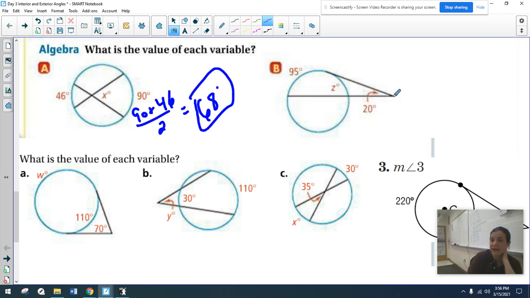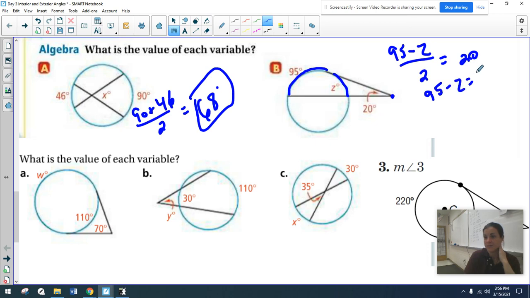Okay, over here, this is an angle on the outside. So we're looking at the two arcs that it makes. It makes these two. So you want to take the bigger arc minus the smaller arc, cut it in half, and that's going to give you your angle. So in this case, you have to actually solve for Z. So get rid of that 2, you're going to times by 2, and then we're going to subtract the 95 and divide by -1. So Z is 55 degrees.